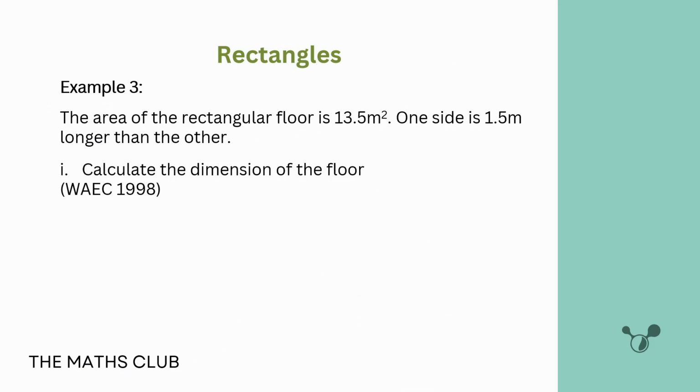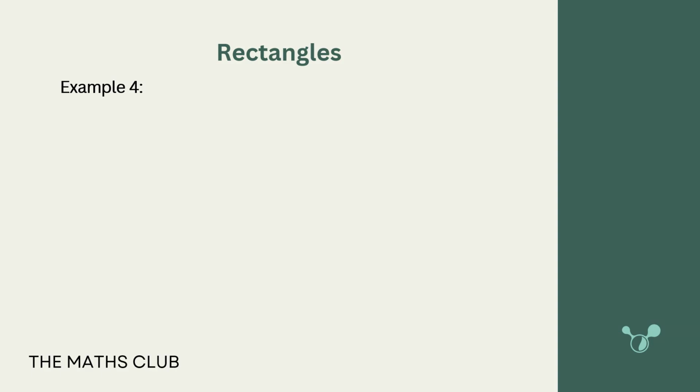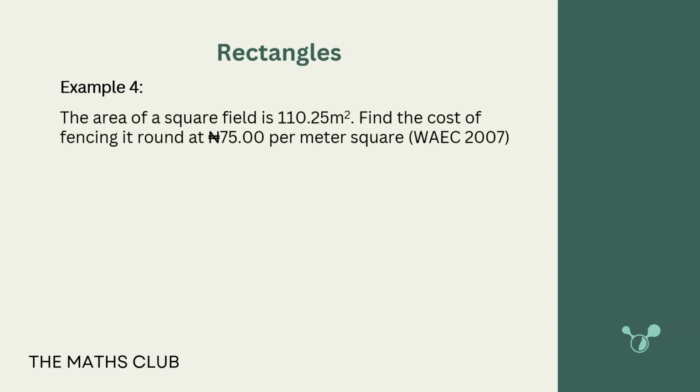Let's see if we're correct. So our length is 4.5 meters and our breadth is 3 meters. Great. Example 4 says that the area of a square field is 110.25 meters square. Find the cost of fencing this round at 75 naira per meter square. This is from 2007. I want you to pause the video and try this for yourself.